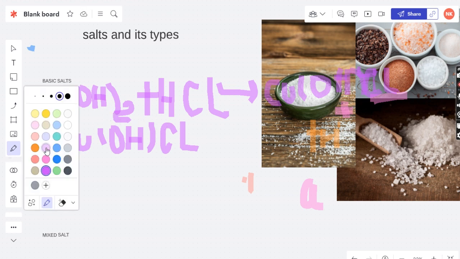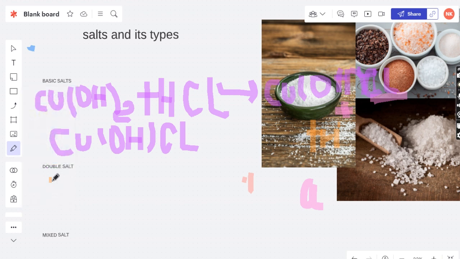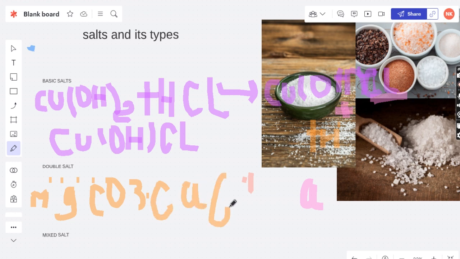If you talk about double salts, what's the difference between double salts and mixed salts? Double salts are represented by dots. For example, MgCO3 dot CaCO3, which is basically known as dolomite.